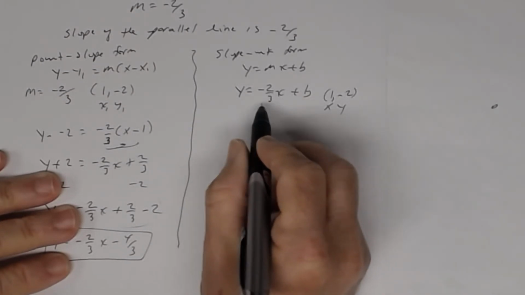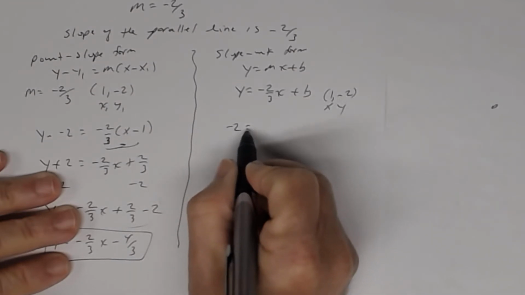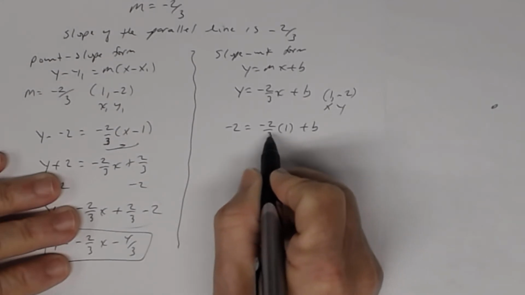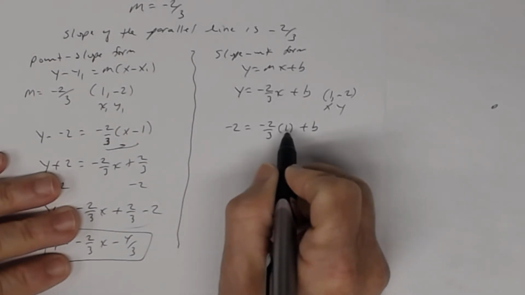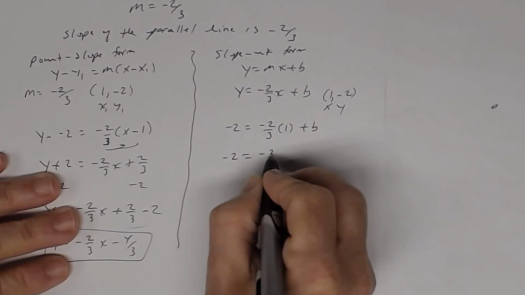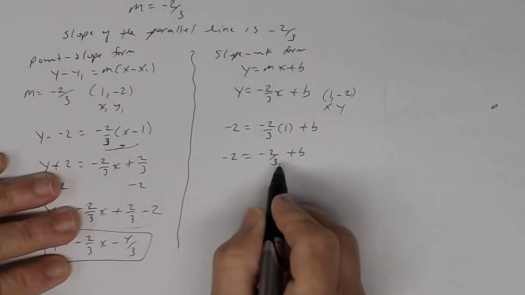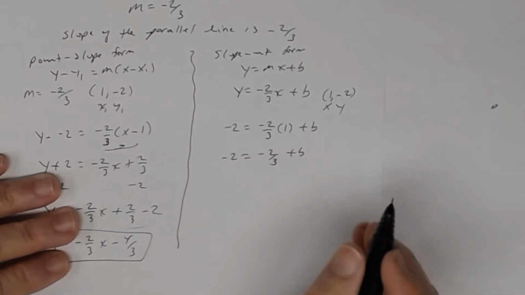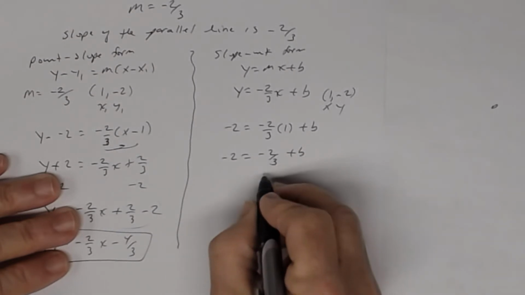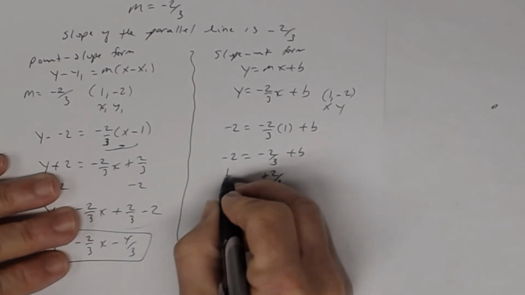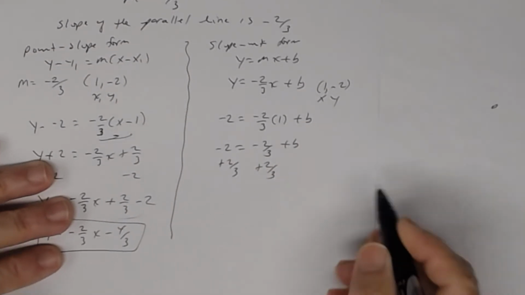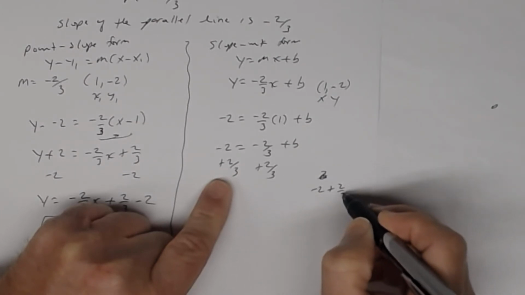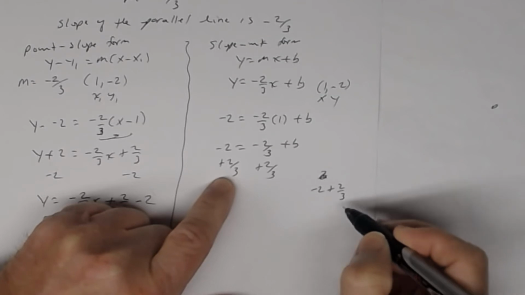So you substitute, you get y, which is negative 2, equals negative 2 thirds times x, which is 1, plus b. And then simplify this. Negative 2 thirds times 1 is a negative 2 thirds, right? Plus b. Now, if you want to, you can clear the fractions at this point, or you can add 2 thirds to both sides. It does not matter. Okay, so you could say, I'm going to add 2 thirds to both sides, just like this, right? And then you would say, a negative 2 plus 2 thirds, right?